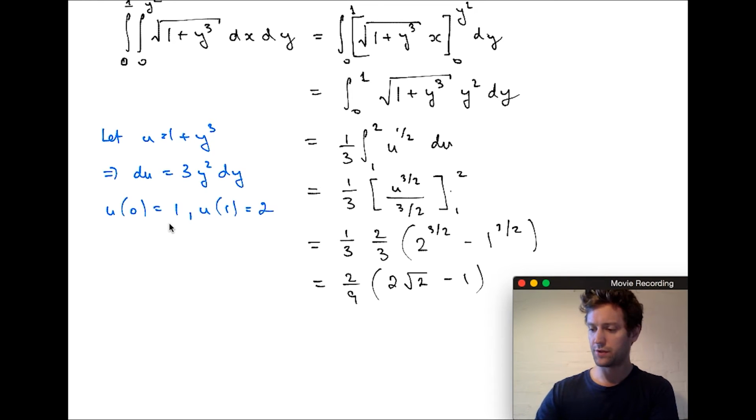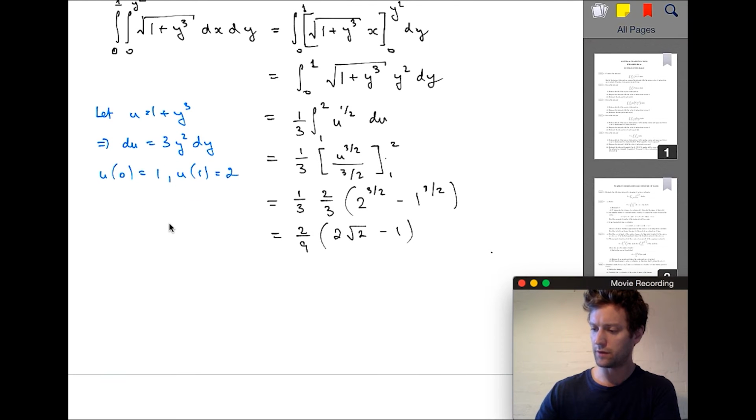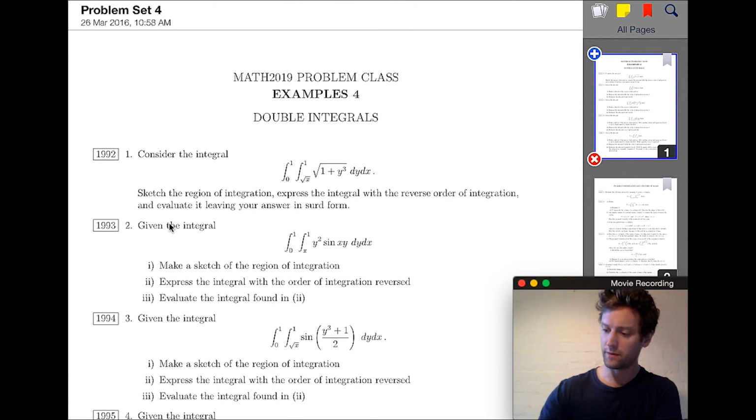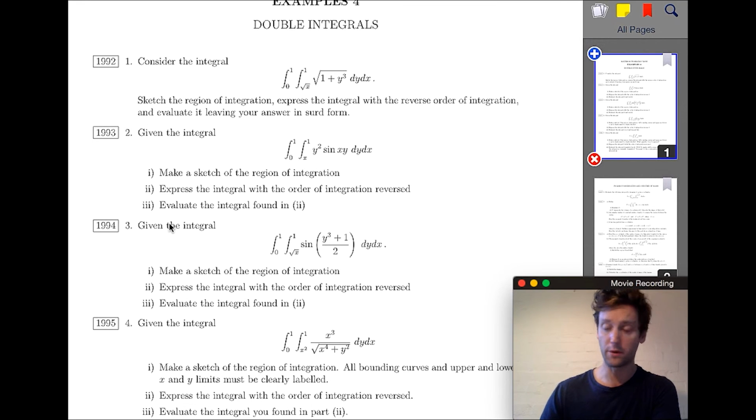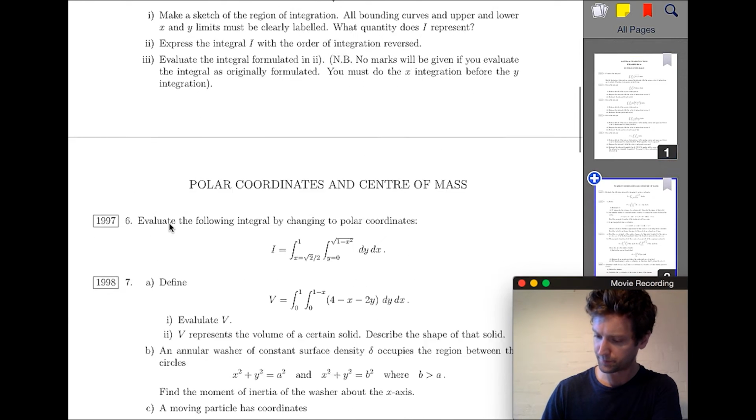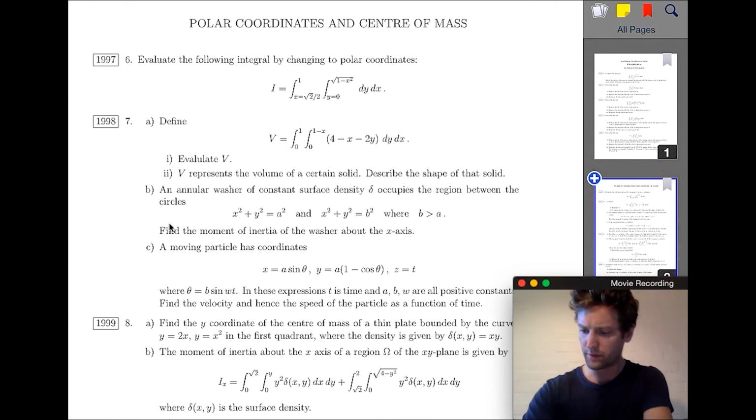Now the rest of the questions on this side of the sheet, questions 1 through 5, you'll notice that they're all pretty much similar. Calculate a double integral by first of all sketching the region of integration and then reversing the order of integration. So it's good practice for you. I'll let you try those yourselves. Let's move to question 6, which is a polar coordinate question. So we've got an integral we need to calculate by first changing to polar coordinates.